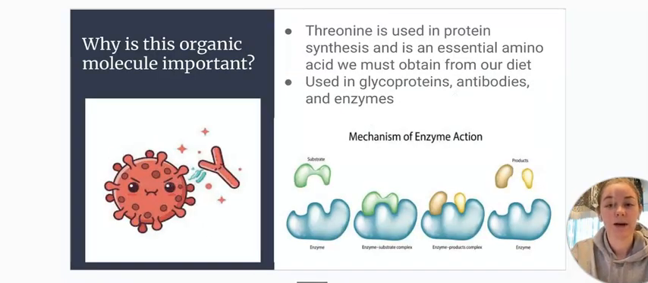And then why is this molecule important? Because threonine is used in protein synthesis and is an essential amino acid that we must obtain from our diet. It's used in glycoproteins, antibodies, and enzymes. And this is vital for metabolism, immune defense, and cell signaling. Its presence in these molecules highlights its importance in maintaining overall health and biological function.